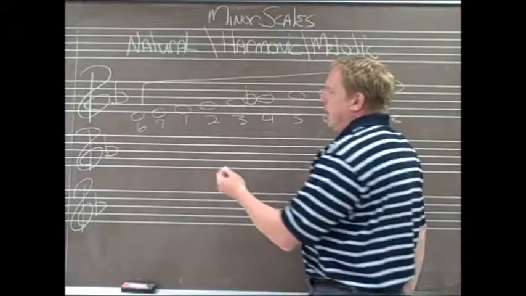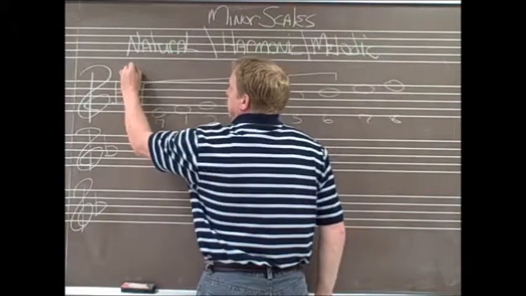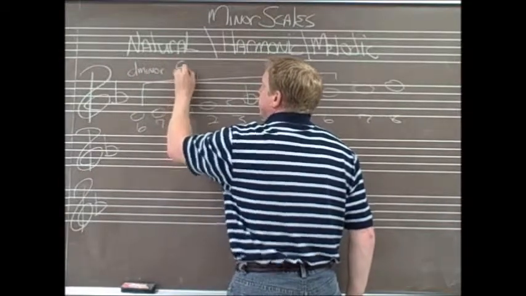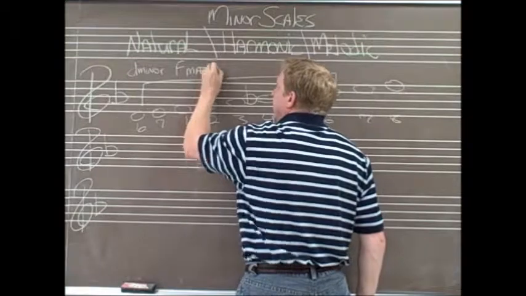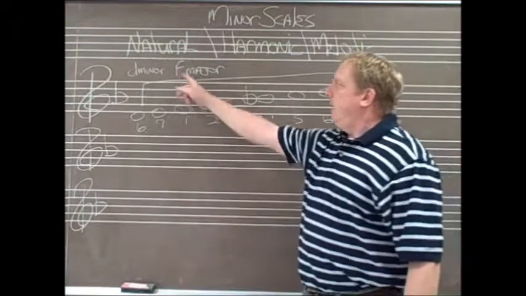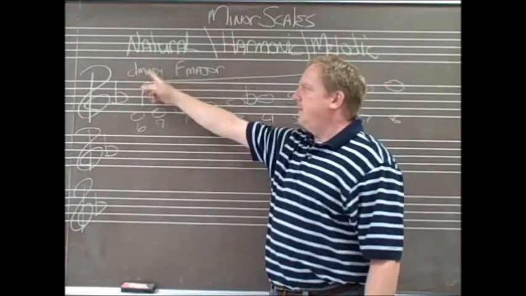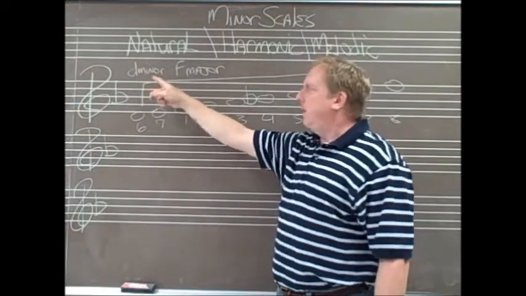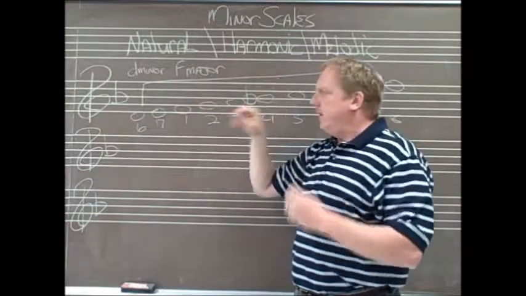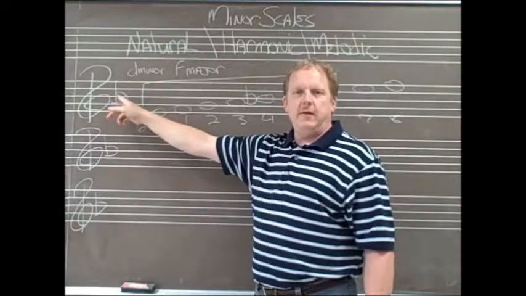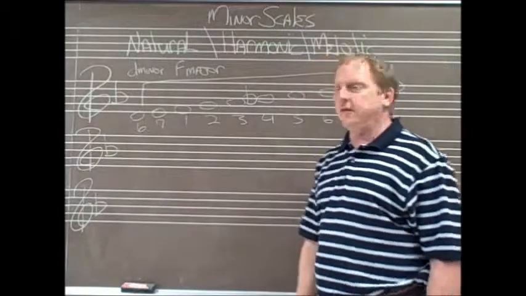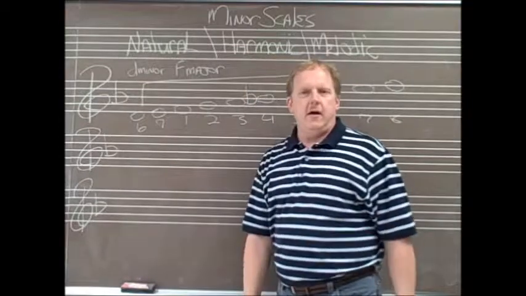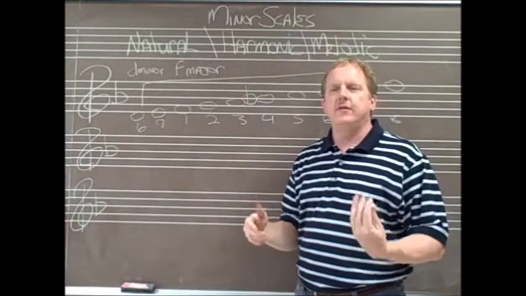The relationship between this D minor and F major is called relative. The F is a relative major of D minor, and the opposite is also true. D minor is a relative minor of F major. They both are relatives because they share the same key signature. They both have one flat in the key signature. And so F major and D minor are considered relative keys.